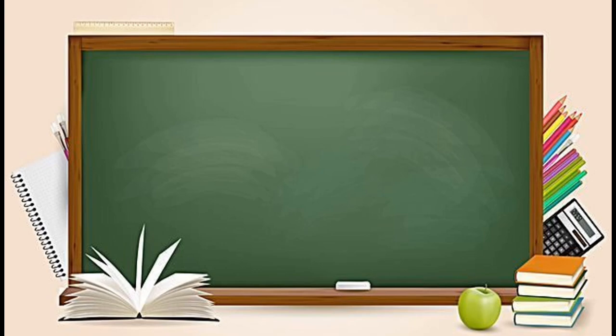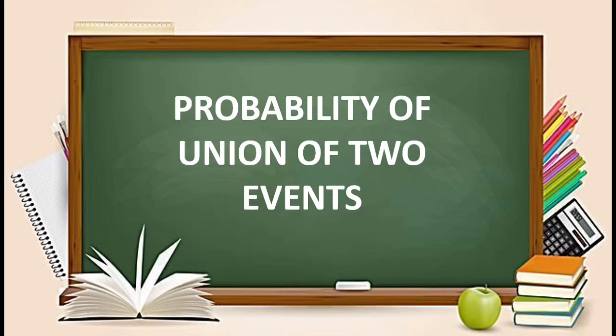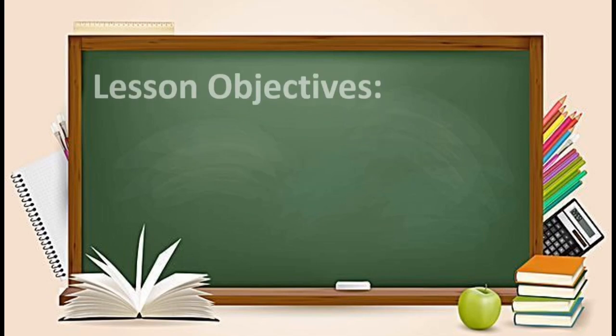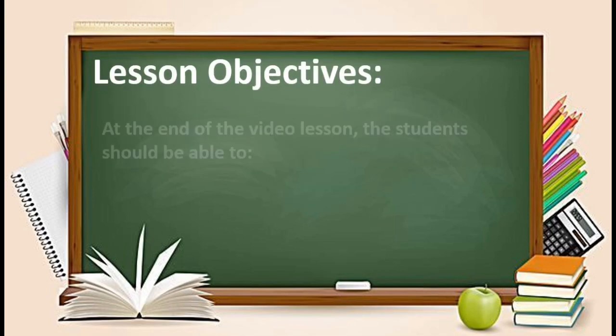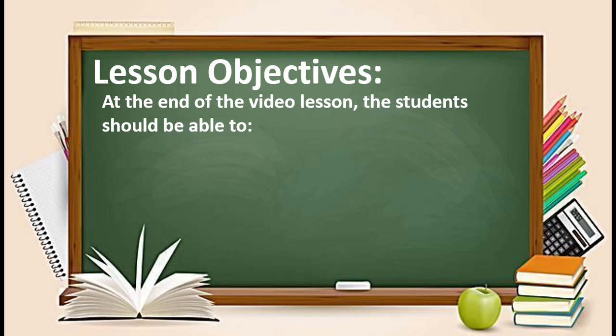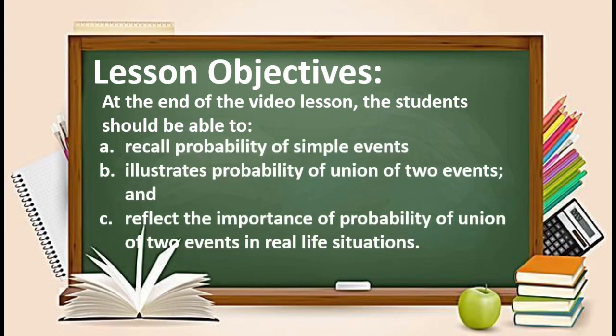So for today, we will be dealing with the probability of union of two events. Lesson objectives. At the end of the video lesson, the students should be able to: letter A, recall the probability of simple events; letter B, illustrate probability of union of two events; and letter C, reflect the importance of probability of union of two events in real-life situations.